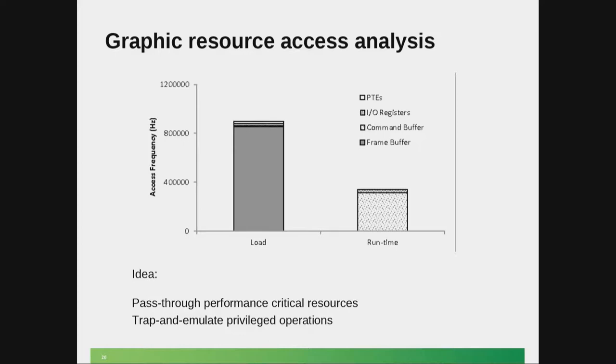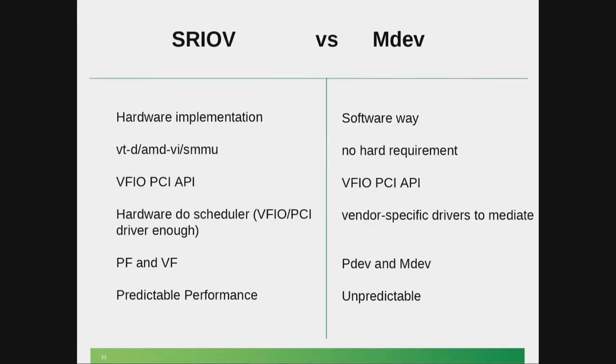So this gives us the idea we can pass through the performance critical resources there, which means the command buffer and the frame buffer for the DMA, they all belong to memory. But for other I/O resources, they are registers, because registers use MMIO, kind of memory register, no, still the I/O part. So you can trap and emulate them, without wasting so much performance there. And that's the idea why both could work, SR-IOV and MDV.